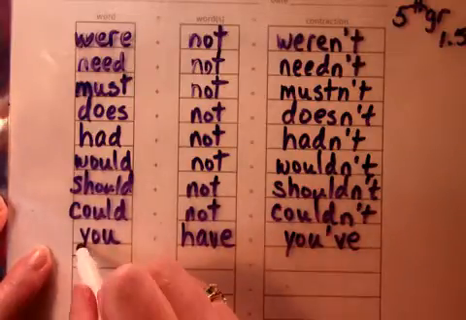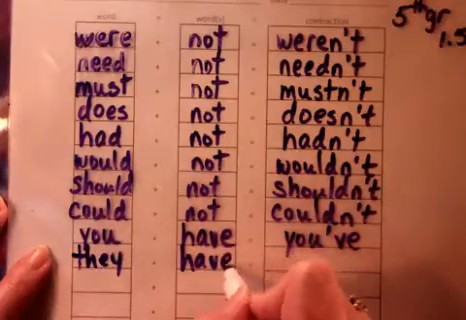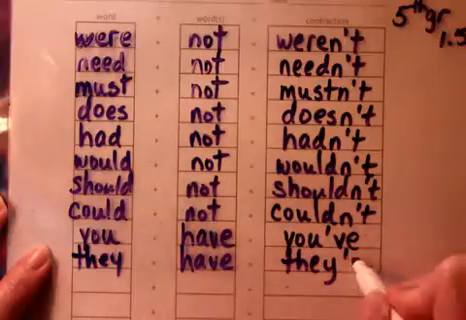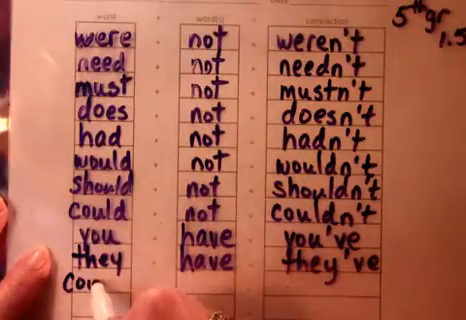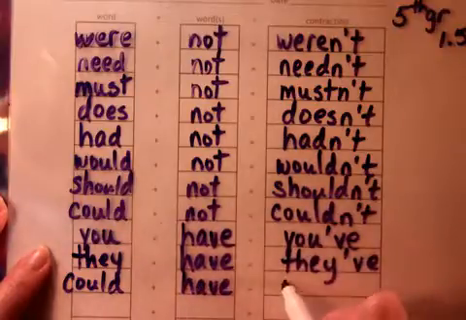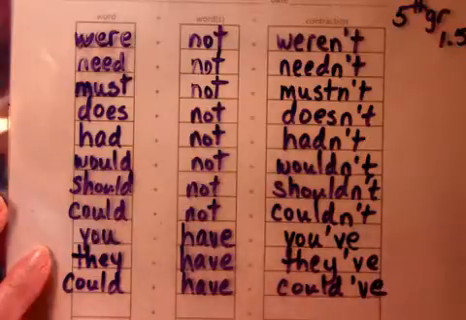That will be they have. They, apostrophe, V-E, they've. Could and have would be could, apostrophe V-E. Could've.